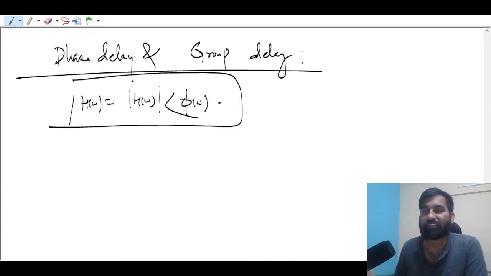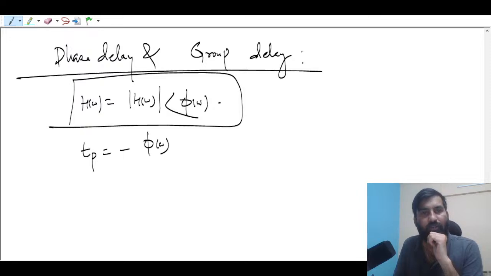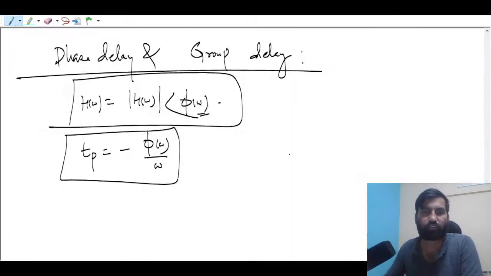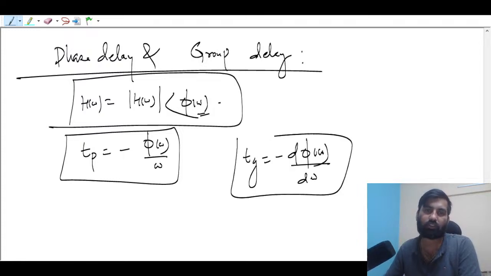ठीक है. तो जैसे ही आपको थीटा ओमेगा आ गया, so theta omega, if you want to find the phase delay, so phase delay is defined like this: Tp equal to minus theta omega by omega, right? This is nothing but a phase delay. Simply you have to divide that theta omega by omega, that will give you the phase delay. And if you want to find the group delay, so you have to differentiate this guy, right? Minus sign के साथ, ठीक है? So your group delay is going to be what? Tg is going to be minus d theta omega by d omega. This is a group delay.